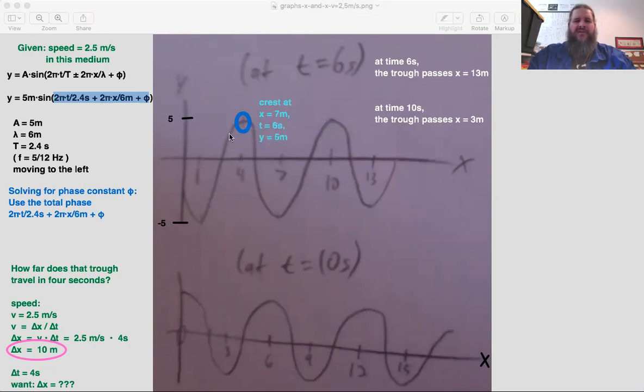So if you're at a crest, set the total phase, the stuff inside the sine function, equal to pi over 2. If you're at a trough, set the total phase equal to 3 pi over 2 or negative pi over 2. Either way works.